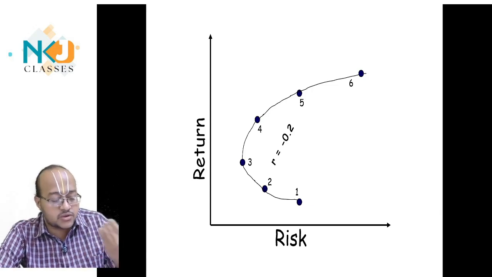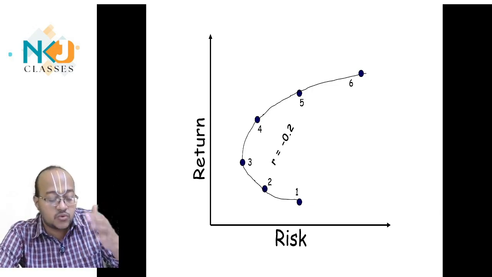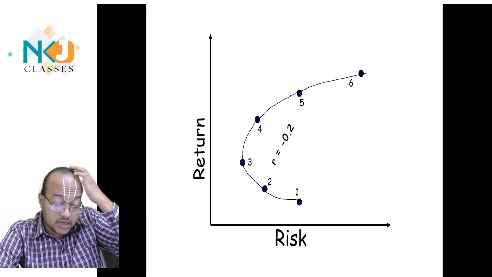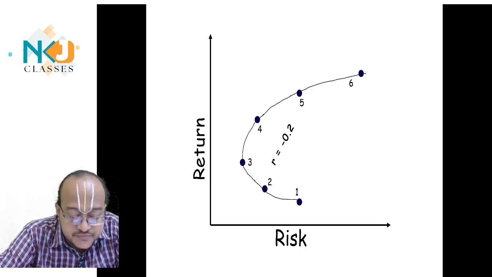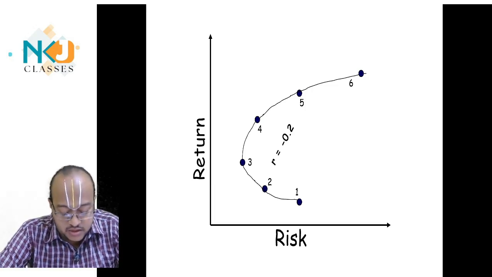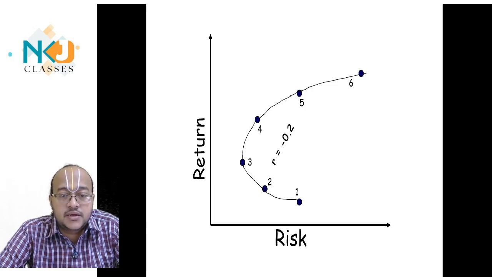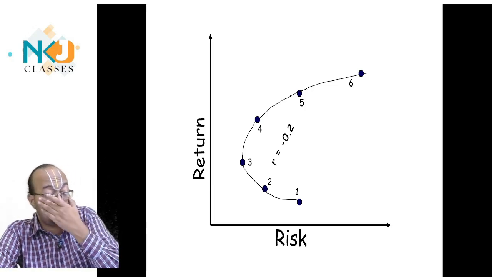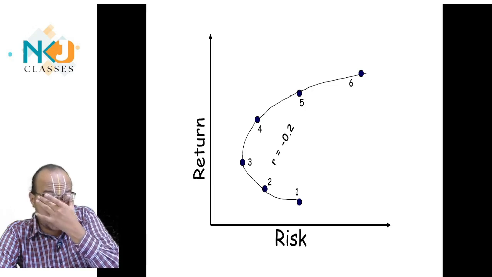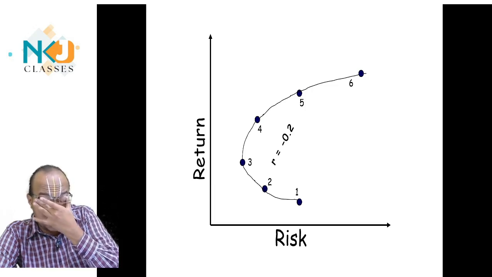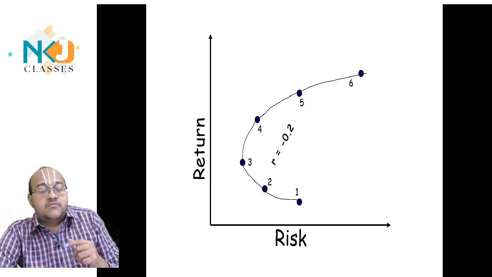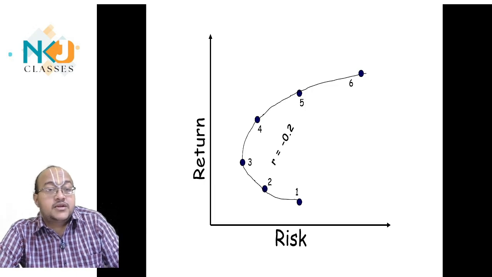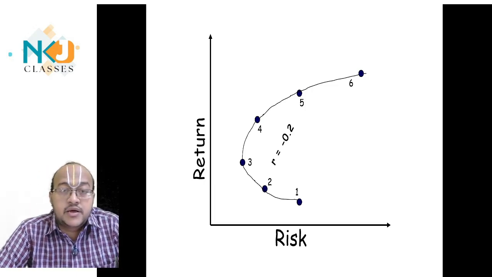But one more thing I want to discuss before jumping into the conclusion. See here, in this question, the correlation is given as minus 0.2. Correct? Now, I told you in the previous discussion about the minimum variance portfolio: when the correlation is minus 1, the risk can even be reduced to 0.